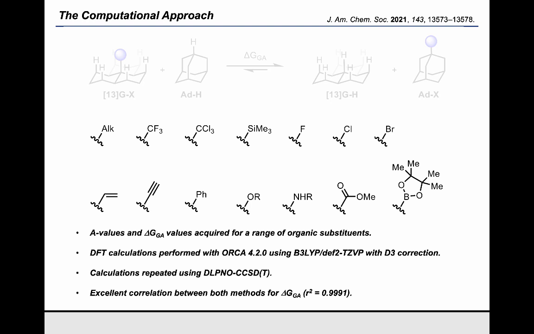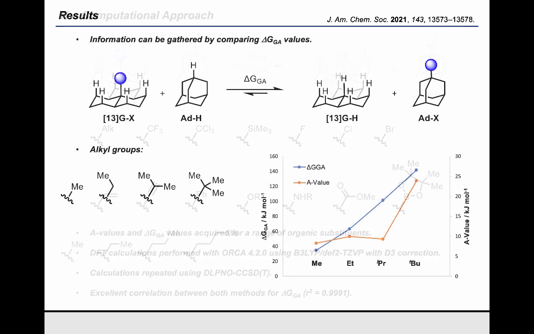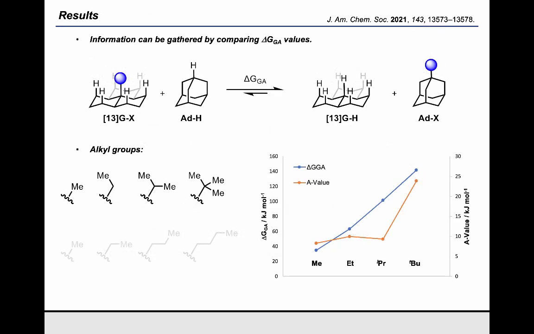So we had a range of alkyl groups, haloalkanes, silanes, halogens, a range of sp2 groups, and other attachments such as ethers, amines, amides, and boronic esters. Now, a lot of these groups are very different to one another, so we can't just compare the whole set. We have to draw out the trends between the appropriate substituents. A good example to show is with alkyl groups.